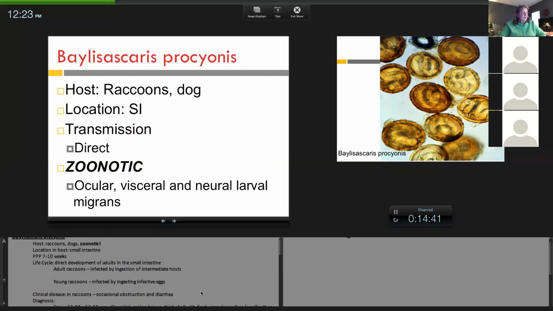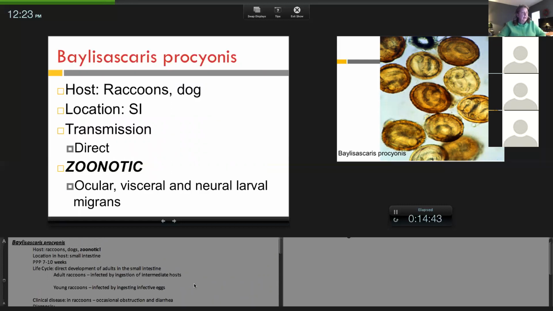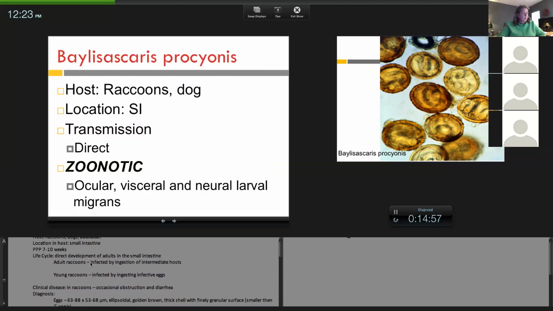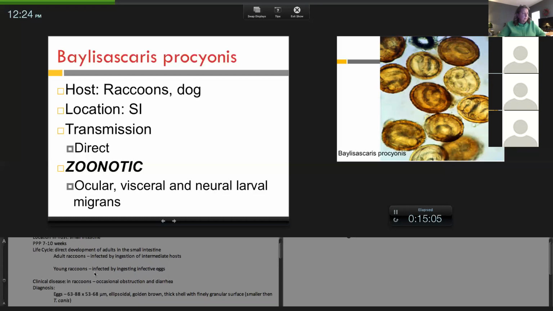This is in the small intestine, highly, highly, highly zoonotic. So it is direct transmission. The prepatent period is a little bit longer, 7 to 10 weeks. So adult raccoons, they will ingest an intermediate host, and that's how they typically get it. Young raccoons, the infective eggs.